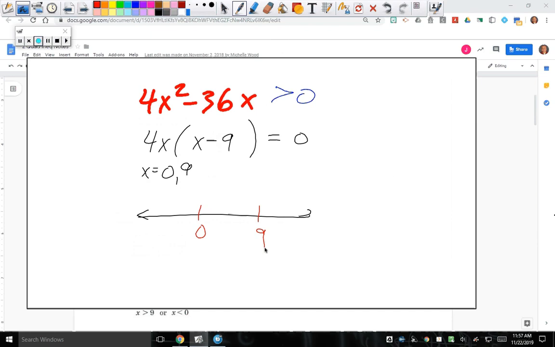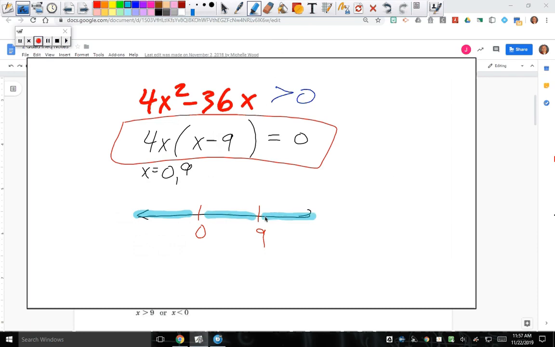You with me? So let's test something in the factored form in my first interval. Drew, what would you test in that first interval? Negative 1. All right, so with me, Drew. Negative 1 here gives me a negative. Negative 1 here gives me a positive. What's negative 1 minus 9? Negative 10. Negative. So two negatives multiplied together would give me what? Positive. I see where you're going. So the whole interval is positive.